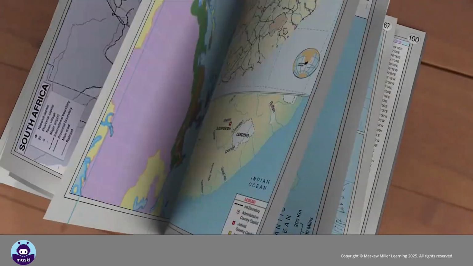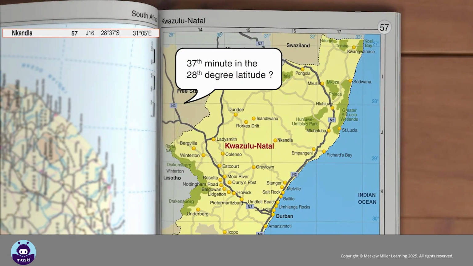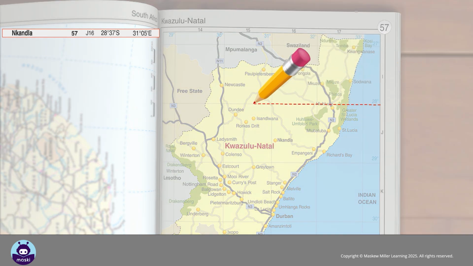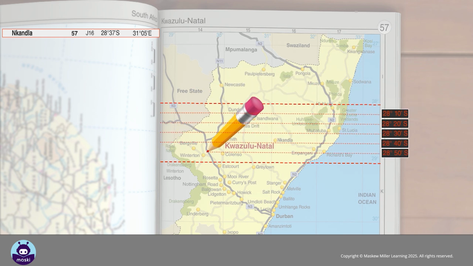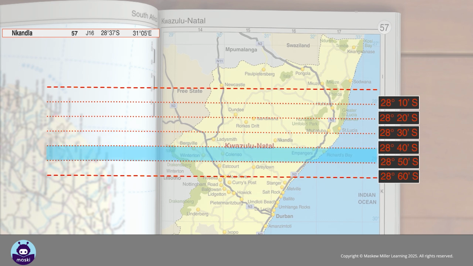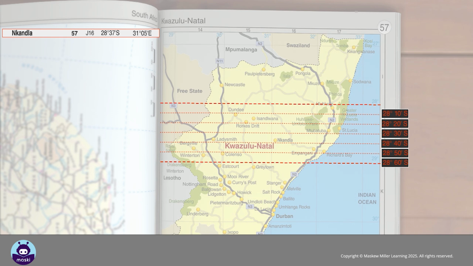As minutes are not marked on atlas maps, you have to estimate the position of the 37th minute in the 28th degree of latitude. You know that each degree is divided into 60 minutes. Divide the space between 28 degrees south and 29 degrees south into 6 equal spaces, each representing 10 minutes of latitude. 37 minutes will therefore be found between the third and the fourth marker.